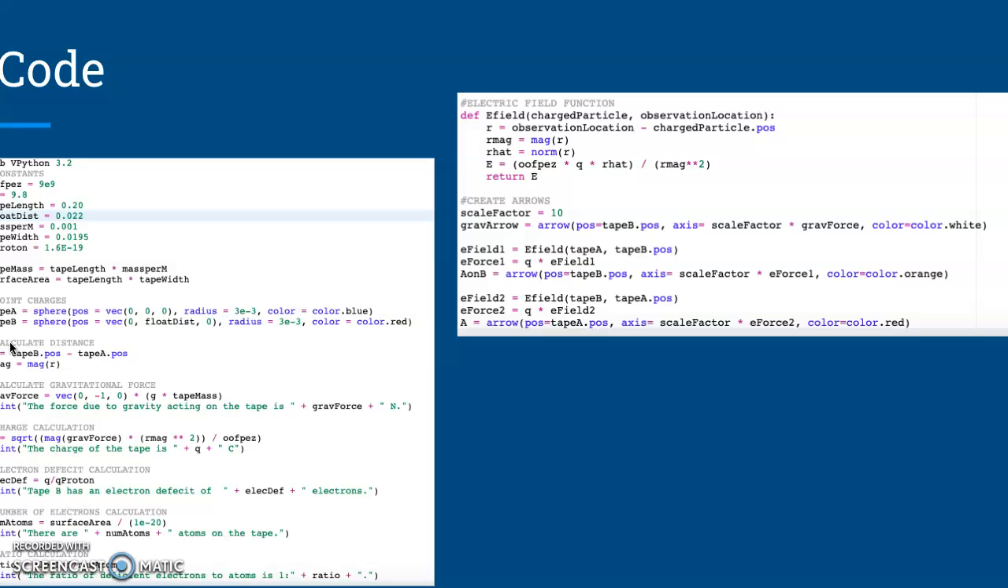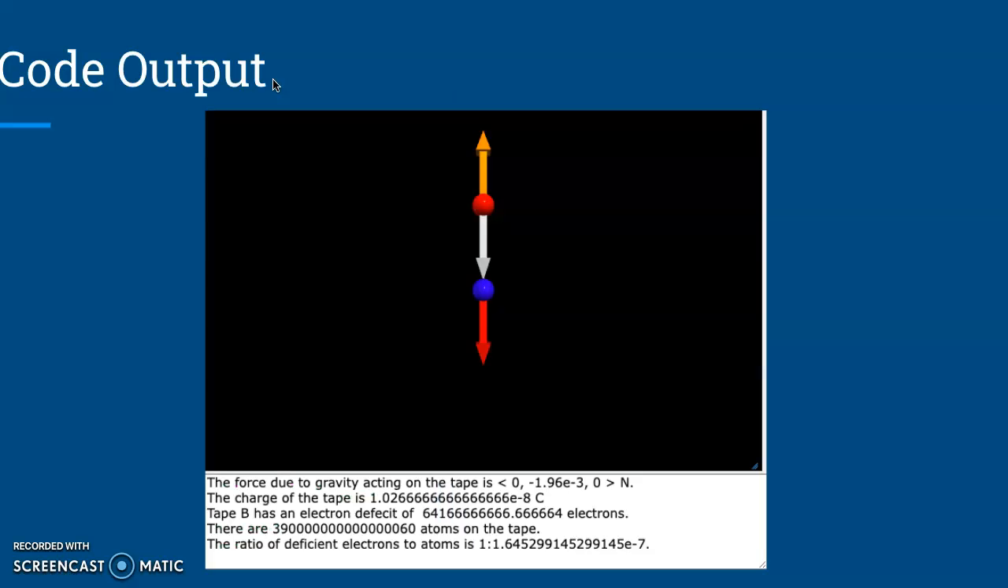Another part of this experiment dealt with creating a computational model of our scenario. Here's some code that I created in order to computationally model the charged tapes experiment. Here's the output of my code, which was used to determine the charge on the tape, electron deficit of the tape B, and the amount of atoms on the tape, as well as the ratio of deficient electrons to atoms. It also helped me to compute the force due to gravity acting on the tape. As you can see here, the charge of the tape was calculated to be 1.0266 times 10 to the negative e coulombs, while the electron deficit is seen here for tape B.